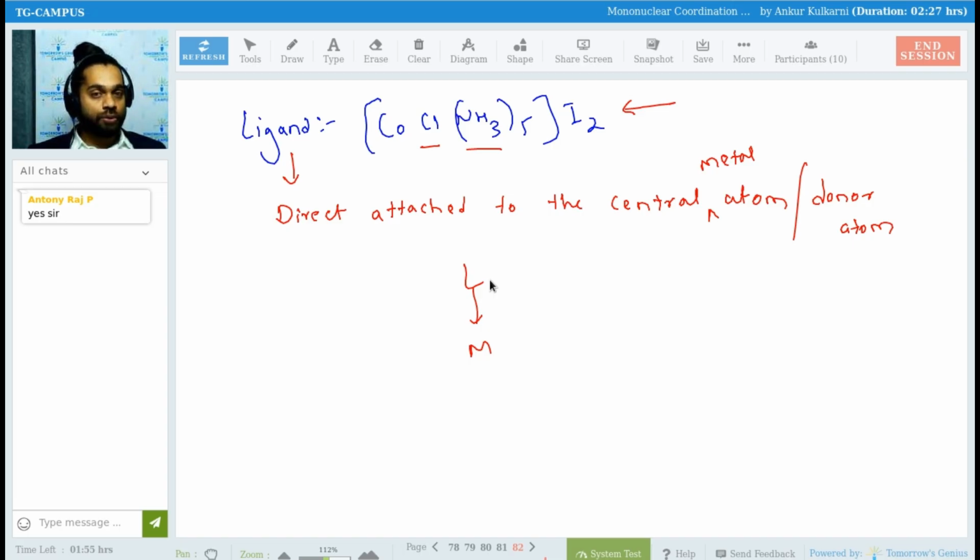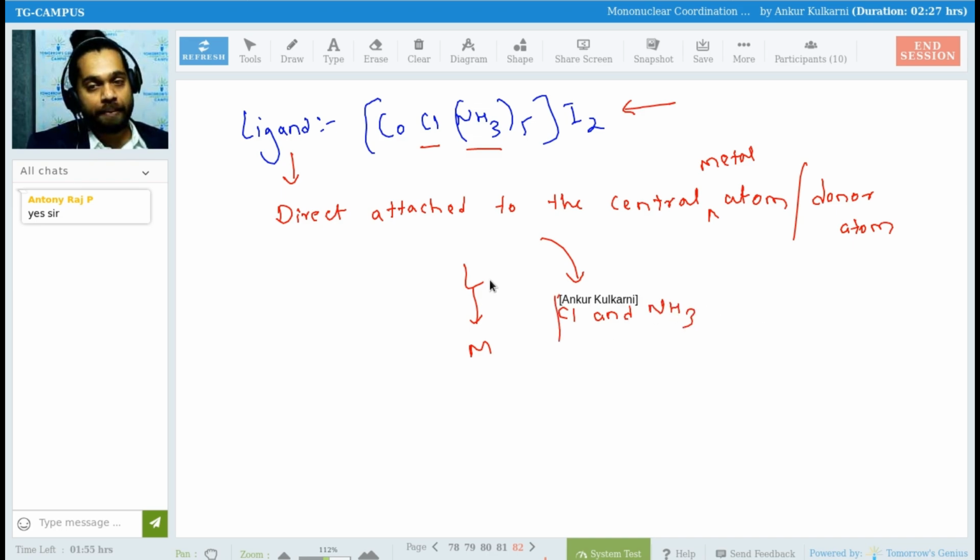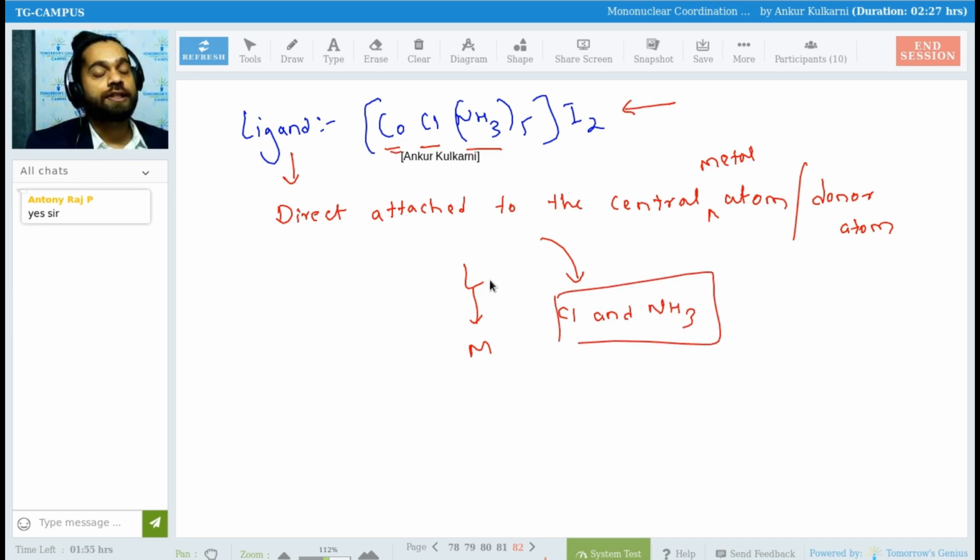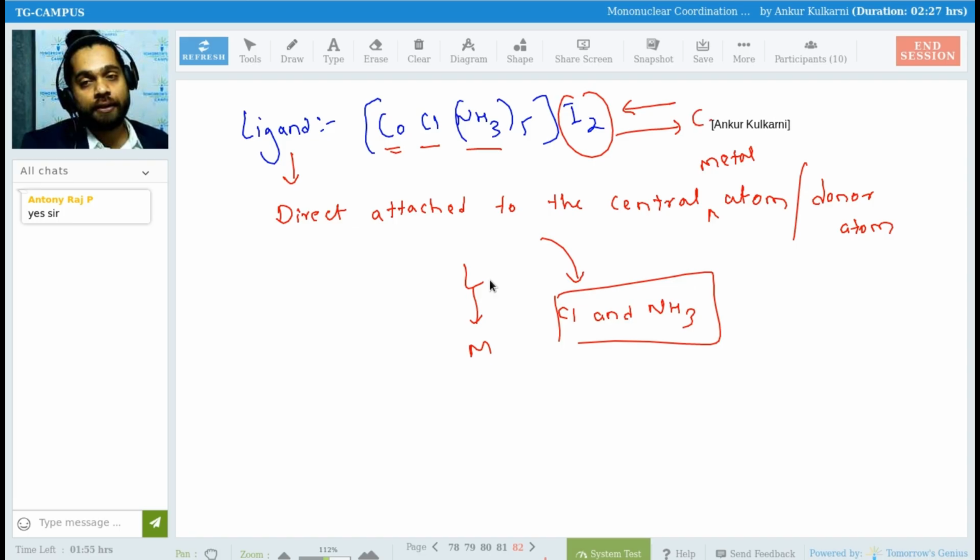Come on, give me yes or no. So my ligands over here, Anthony, are Cl and NH3, because they are directly attached to the central metal inside the square bracket. And this is my counter ion. Okay, let us go ahead.